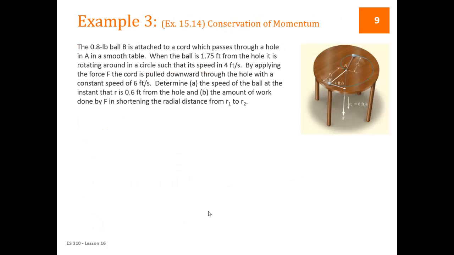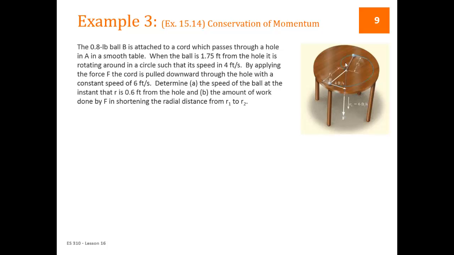So let's take a look at an example where we're going to be using conservation of momentum. So we have a very large table, and on that table is a ball attached to a string. And that ball initially is at a radius of 1.75 feet, and it's moving with a speed of 4 feet per second. And that speed is tangential, right? All of the speed, it's moving tangentially.